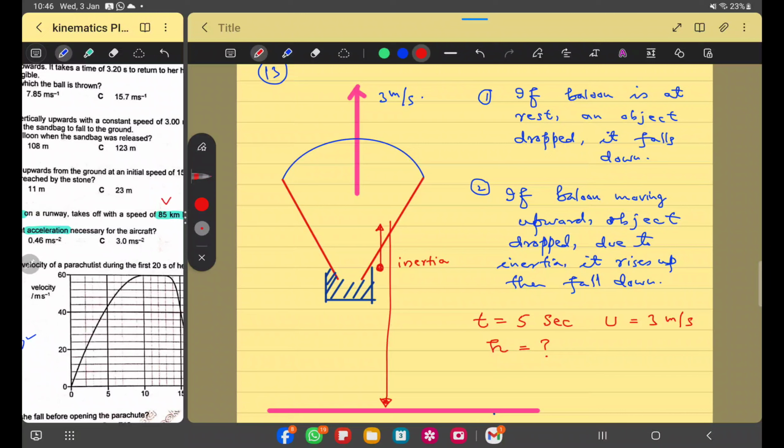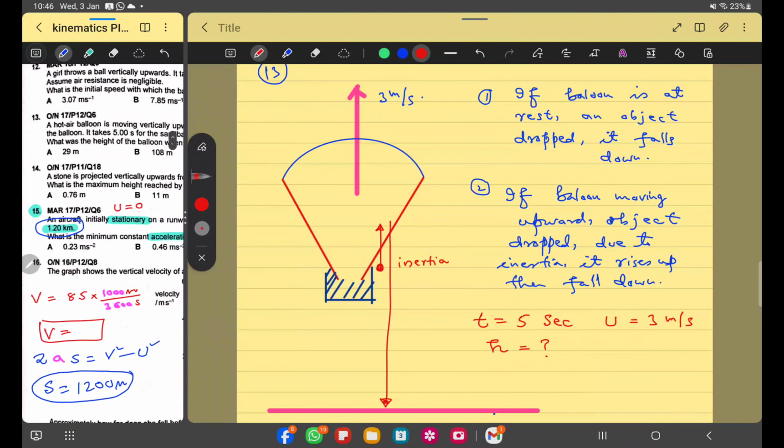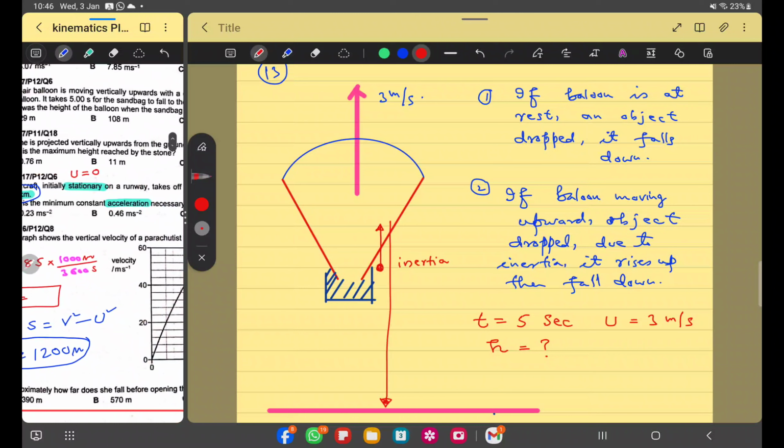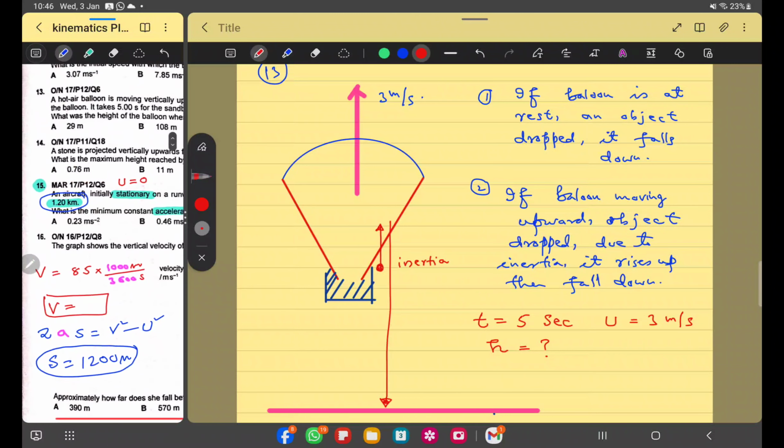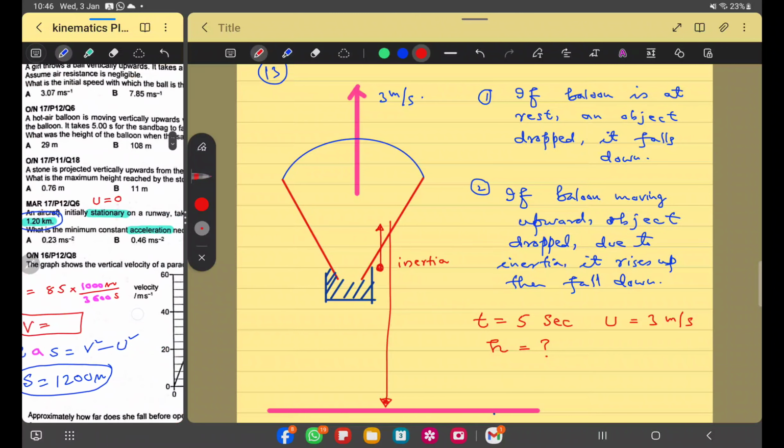You have to calculate height. The question is, what is the height of the balloon? It means you have to calculate this height. What is the height of the balloon from which the sandbag is dropped? You have to calculate height.